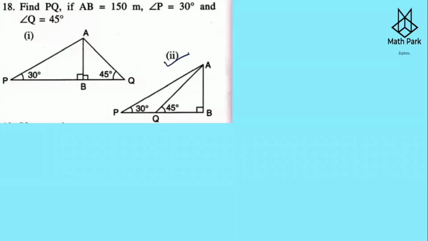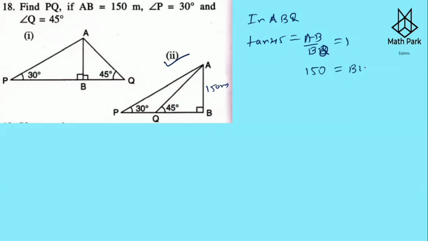Let's do the second part now. Again, you have to find PQ. This 45 degree is given, and you have AB as 150 meters. So using tan 45, for triangle ABQ, opposite, that is AB upon BQ, is 1. So AB is 150, equal to BQ. So BQ is equal to 150 meters, you got.